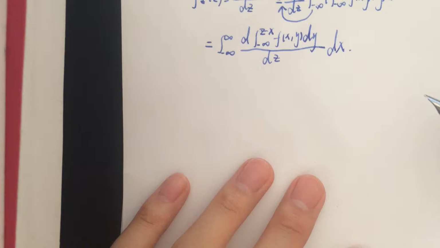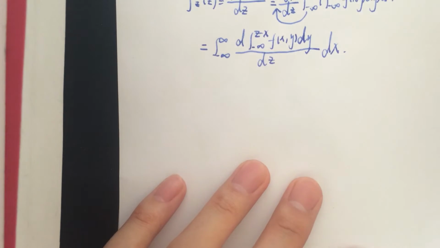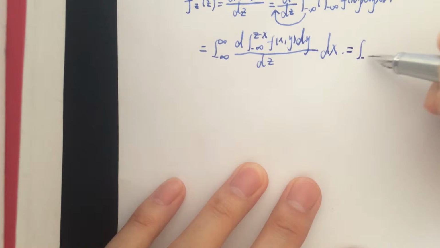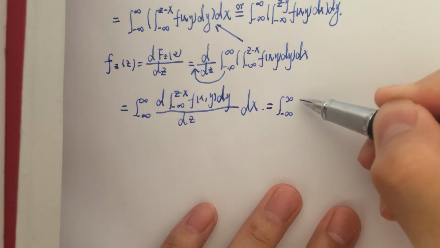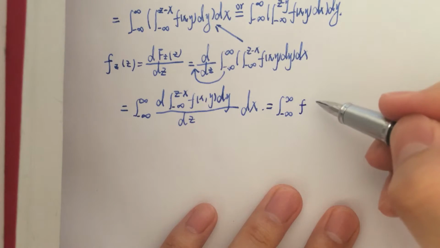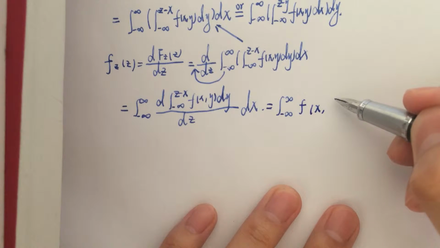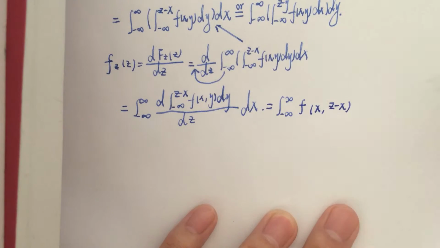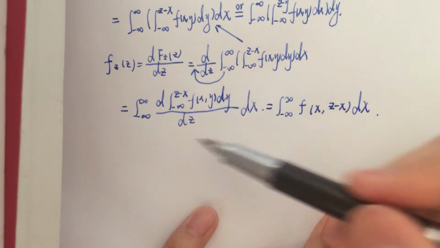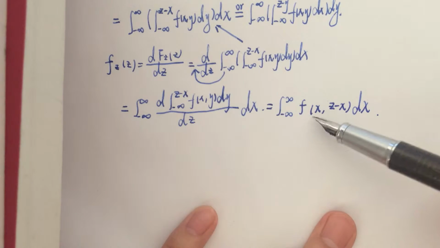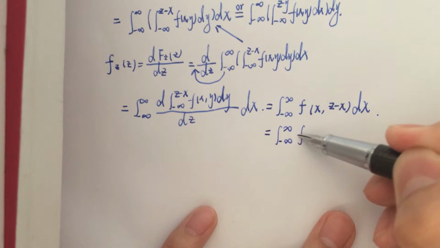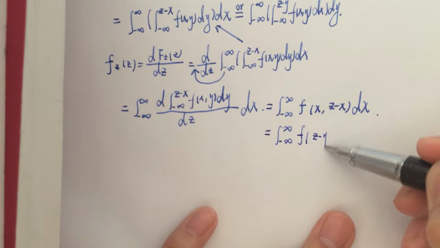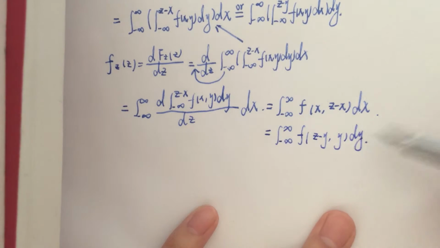And then this one becomes minus infinity to infinity of f(x, z minus x) dx, according to some formula we can get this one, and this one is also equal to minus infinity to infinity of f(z minus y, y) dy.